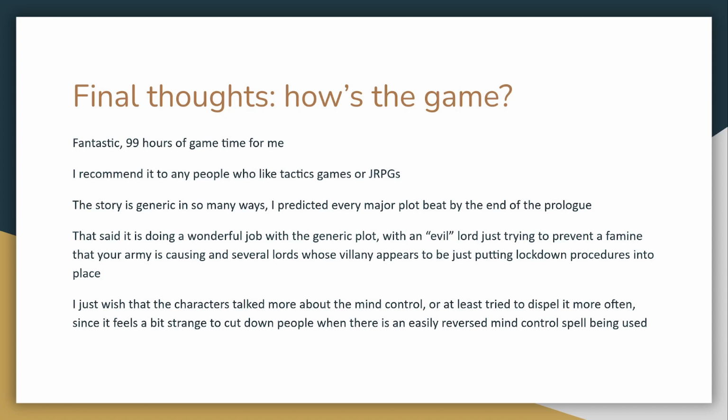It's really interesting. I just wish that in the early game, characters talked more about mind control, or at least they tried to dispel it more often. Like if, when you beat Aubin, Elaine tries to remove the mind control on him, but there's no mind control. So he stays the same. Have a little talk about how, oh, not everyone who works for Zenoira is mind controlled.